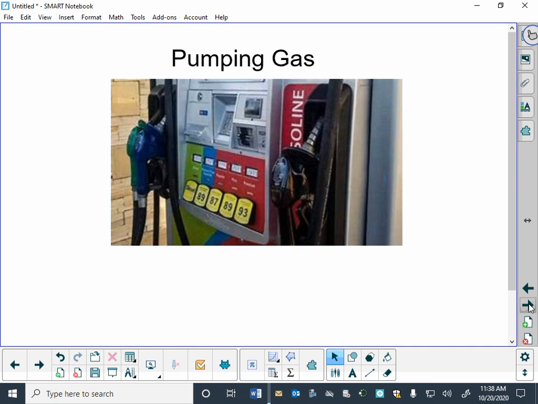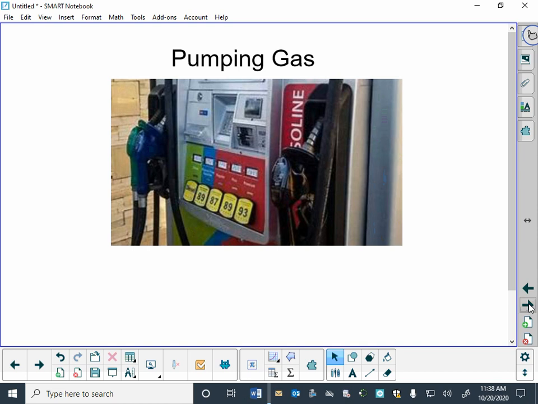Okay, on the other end of that, you have input gasoline into your car, and your car is going to output some energy that moves it down the road, so there's a relationship in there as well. Okay, but in the case of the gas, if you pump 10 gallons and it's running at $3 a gallon, then you're going to pay $30 for that particular fill up.